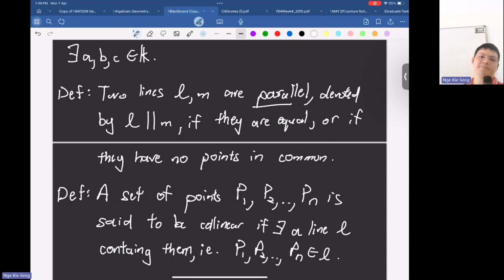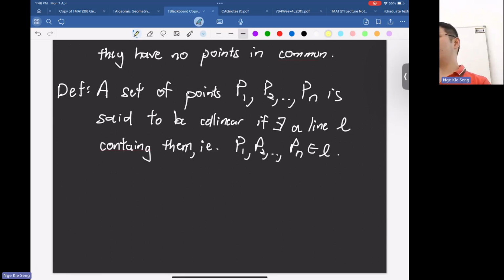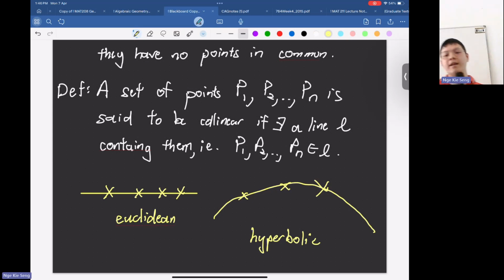No matter what line you have, because you could imagine you have a different geometry, for example hyperbolic geometry. Maybe you could have a line like this. In Euclidean geometry, maybe you have a straight line only. But what we deal with now is Euclidean geometry. And if you abstract it, it's just an axiomatic geometry. So this is the idea.